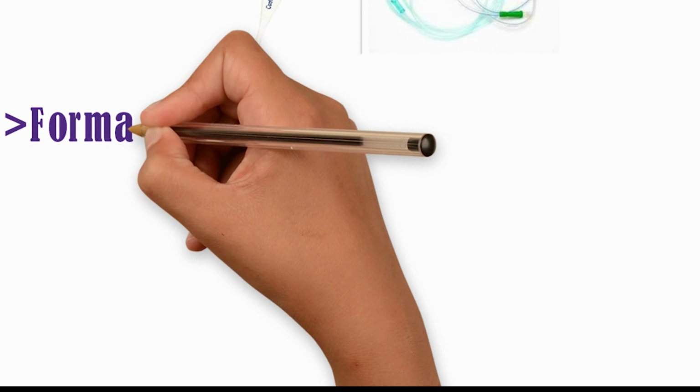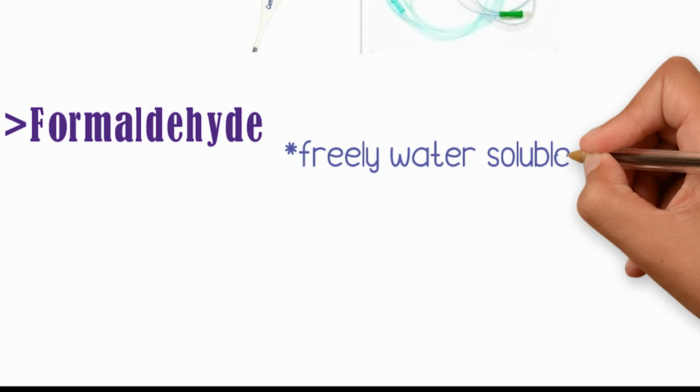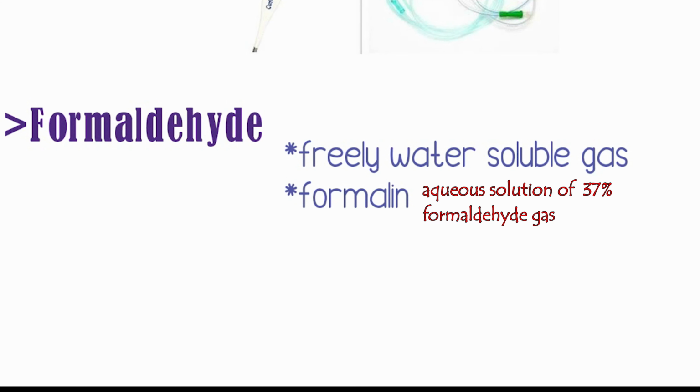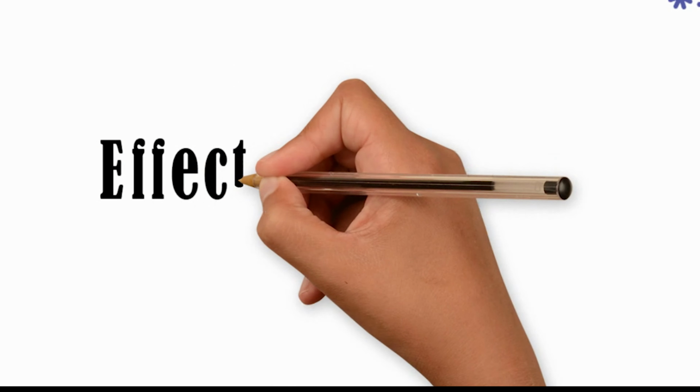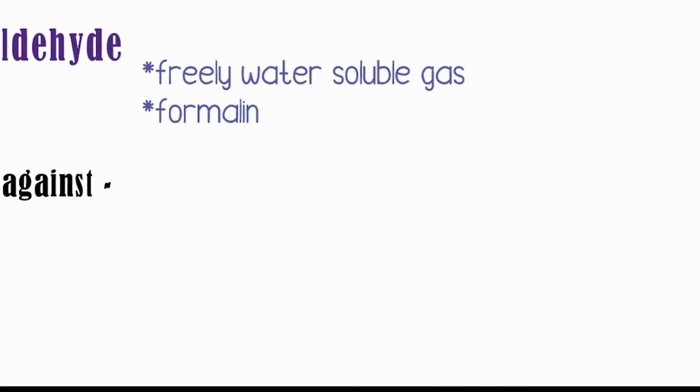Formaldehyde is a monoaldehyde, which is a gas that is quite an irritant and toxic when inhaled. It is a freely water-soluble gas which is extremely reactive. Formalin is a formaldehyde solution that is an aqueous solution of 37% formaldehyde gas. It is quite effective against a wide variety of bacteria, spores, viruses, and fungi.